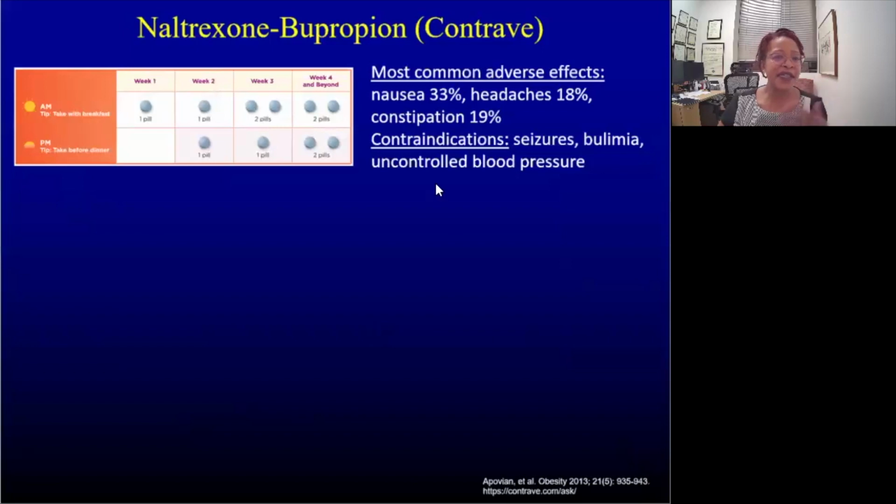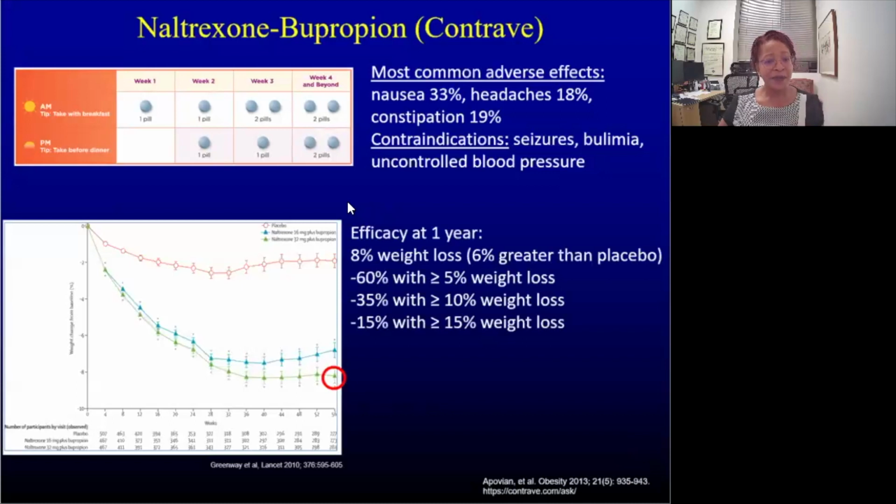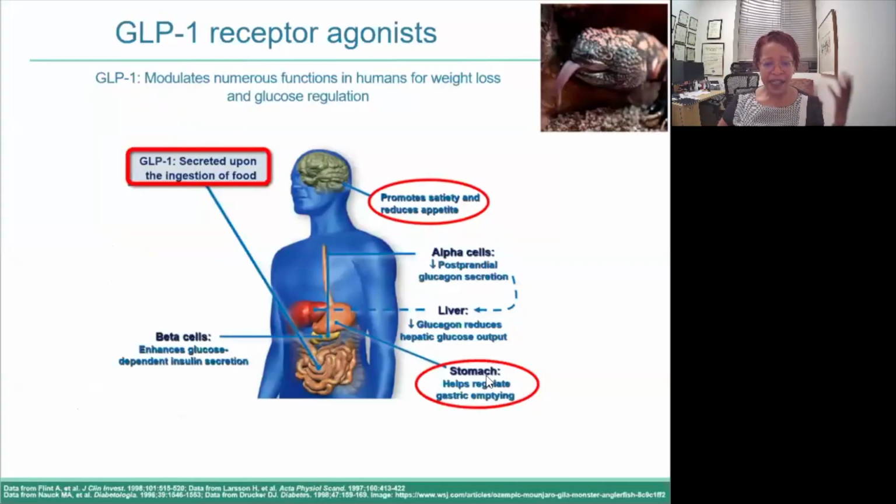And here you can see, this is just talking about some of the common side effects: nausea, constipation. At 1 year, 8% weight loss is the average with the medication. And lastly, or next to last, I'm going to talk about GLP-1 receptor agonists. I'm sure you've all heard about them. The chemical substance was initially isolated from the saliva of Gila monster lizards. That's why I have that there.